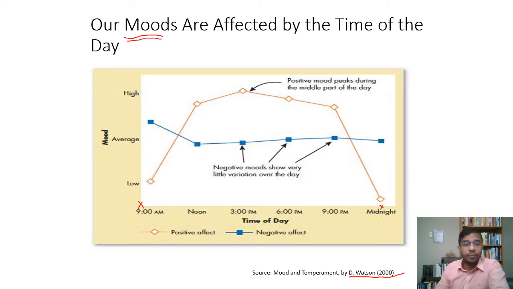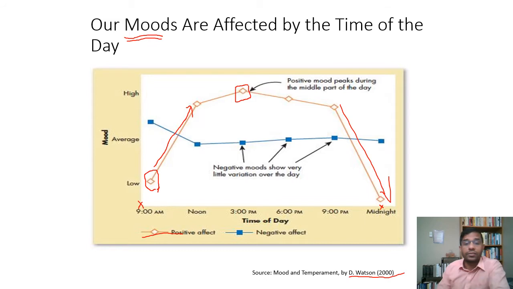We see that positive affect or positive mood is lowest in the morning at 9 a.m. As the day progresses, the positive mood seems to get better, and that's an initially steep increase until noon, and then it flattens a little bit, but the positive mood on an average seems to be highest at 3 p.m. And after that peak, it slightly declines, and after 9 p.m. there's a big dip in the positive mood.